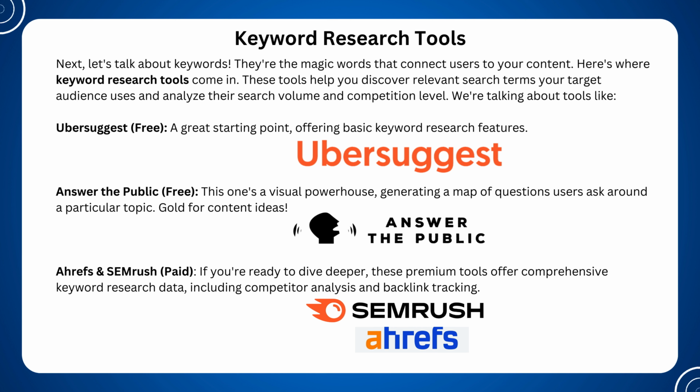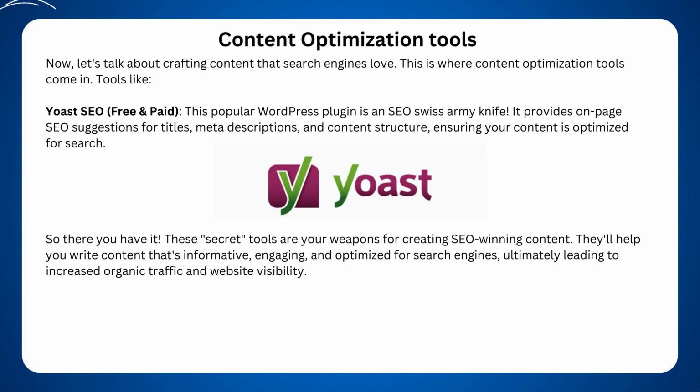We are talking about tools like Ubersuggest, free, a great starting point offering basic keyword research features. Answer the Public, free. This one's a visual powerhouse, generating a map of questions users ask around a particular topic. Gold for content ideas. Ahrefs and SEMrush. If you are ready to dive deeper, these premium tools offer comprehensive keyword research data, including competitor analysis and backlink tracking.